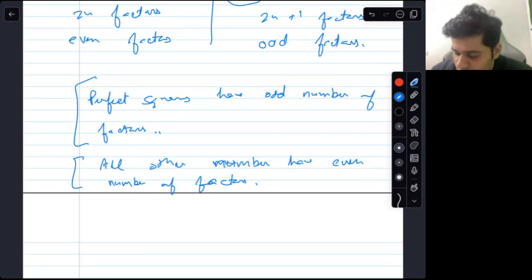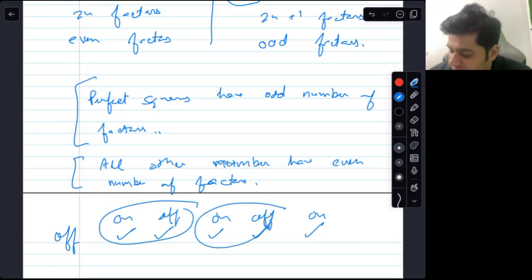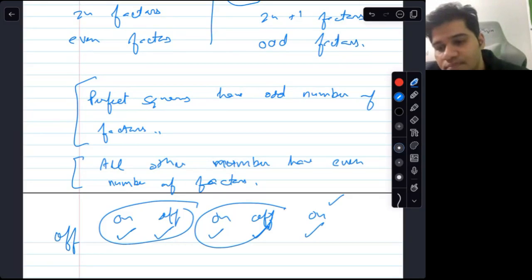Let us say the bulb got touched 5 times. So it was off, on, off, on, off, on. So an odd number of factors means it will stay on. And perfect squares have an odd number of factors. So all the bulbs which are perfect squares will turn on and will stay on.